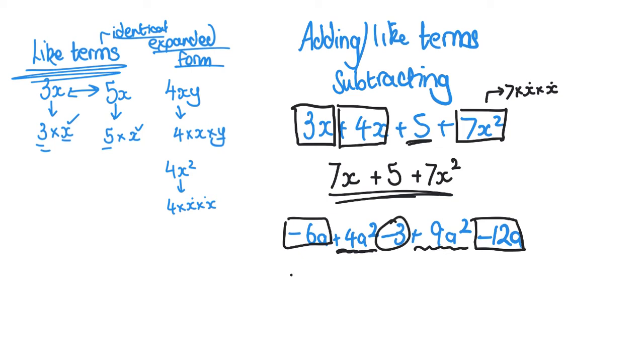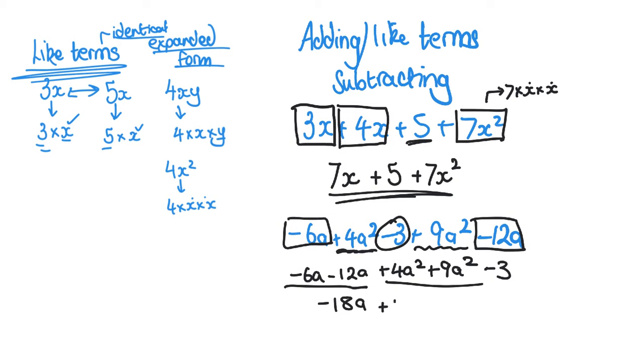So we've got minus 6a minus 12a, plus 4a squared. You bring the sign before the term along with it, minus 3. Let's focus on this first. Minus 6 minus 12. It's something in the negatives and we're going further down. So that's going to be minus 18a. And that's pretty clear. That's 4a squared for the next one, minus 3. Done. We do not do anything further from there because we can only add and subtract like terms.